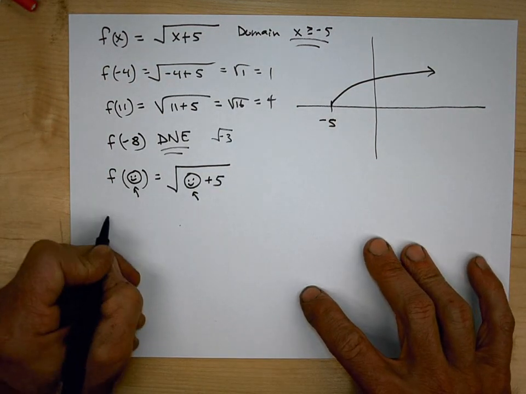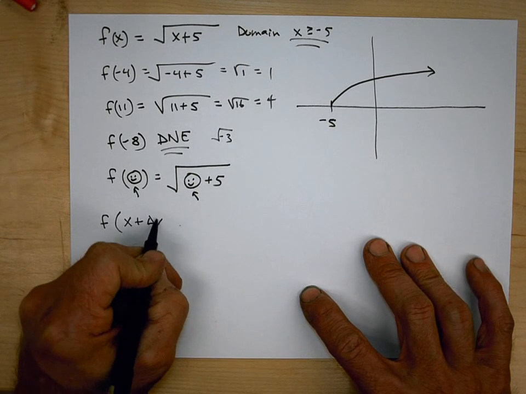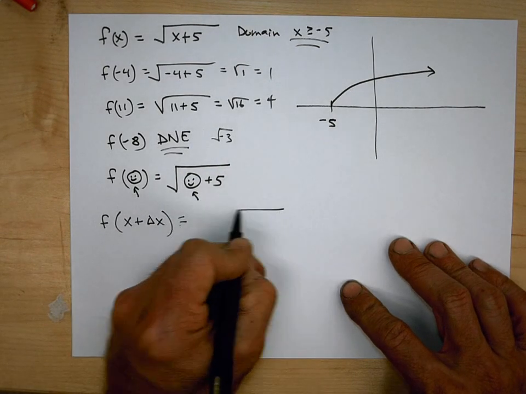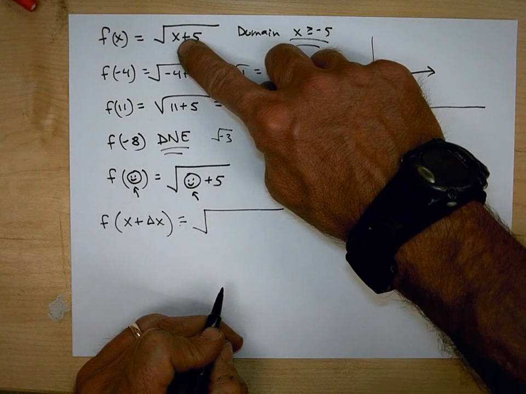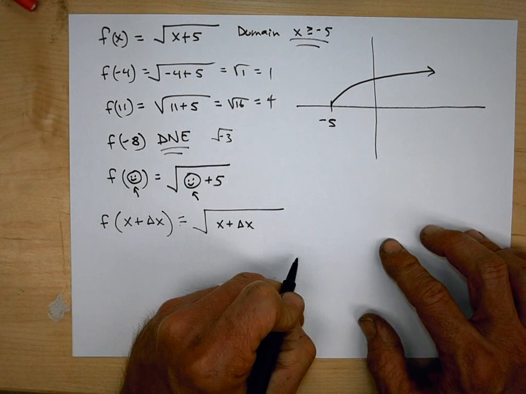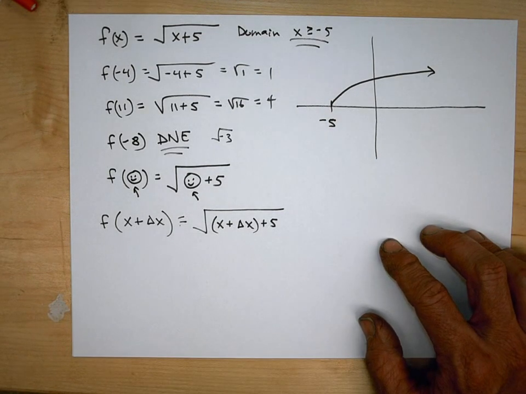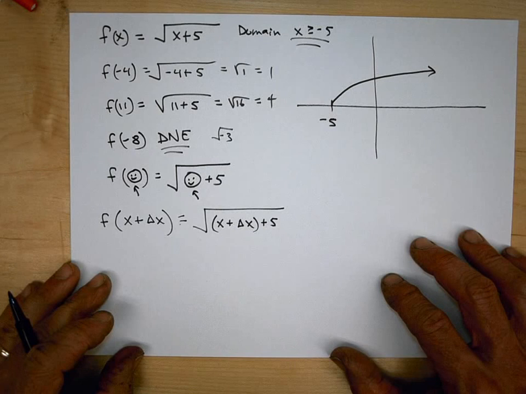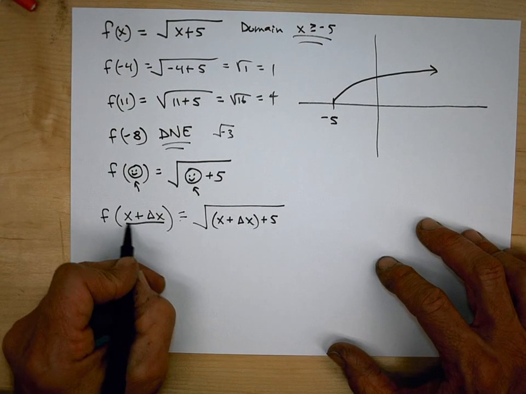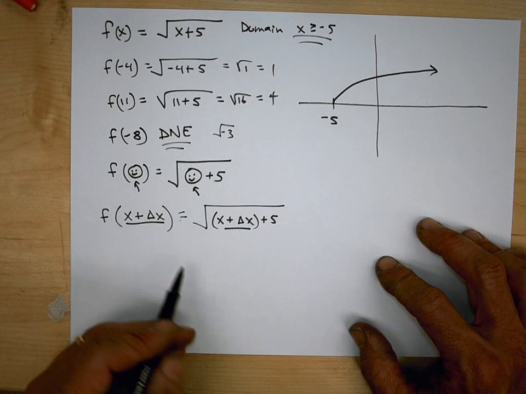So, for example, if I wanted to find f of x plus delta x, well, I'm just going to replace my x here with x plus delta x, plus 5. All right, and why would I put in such a thing? I mean, smiley face actually makes more sense than this, right? Like, where is this coming from?